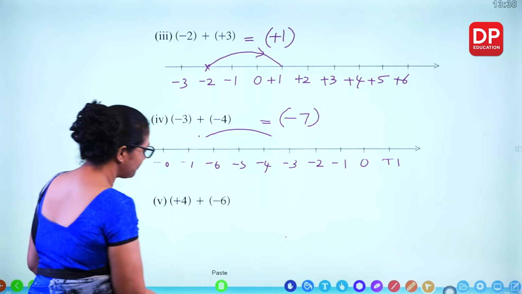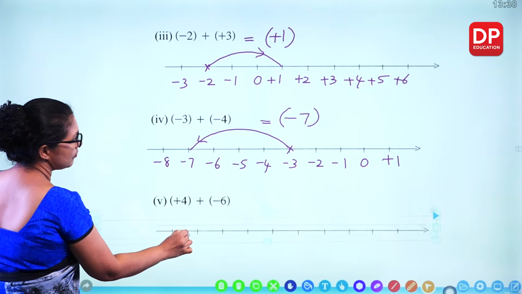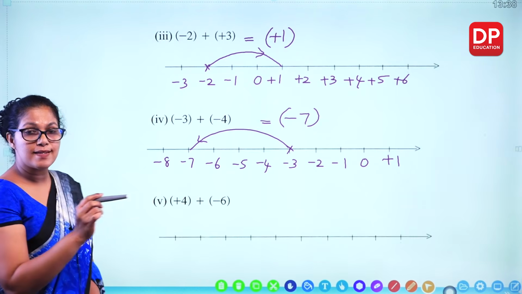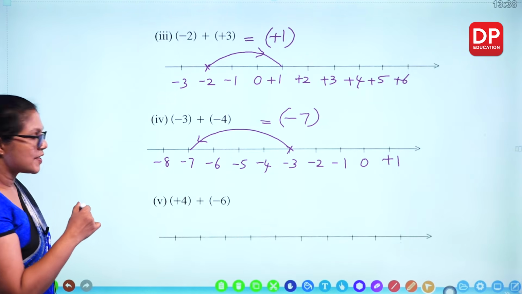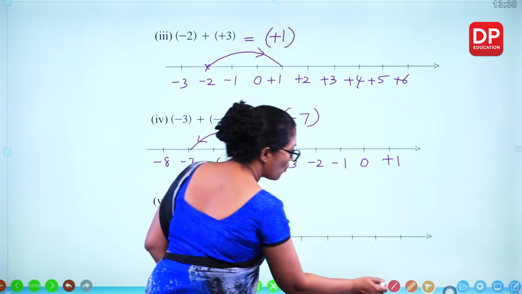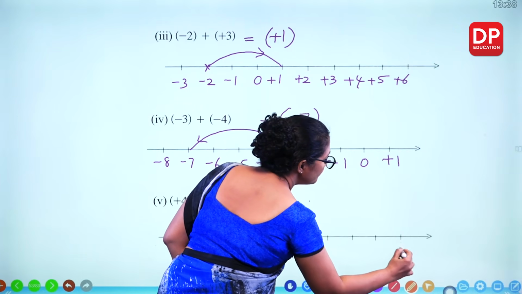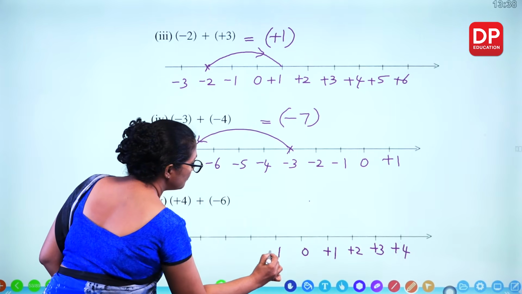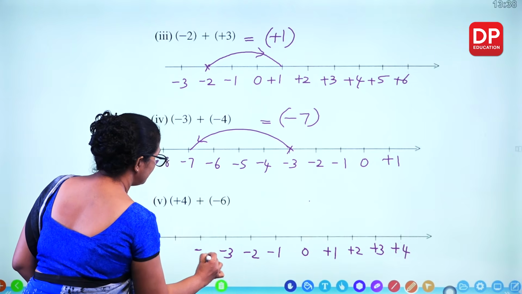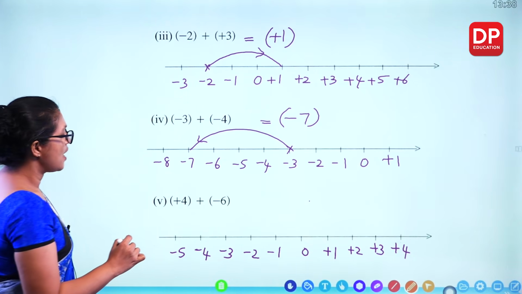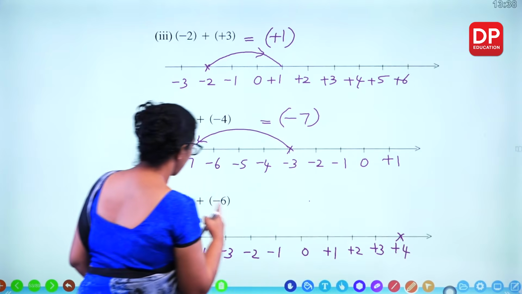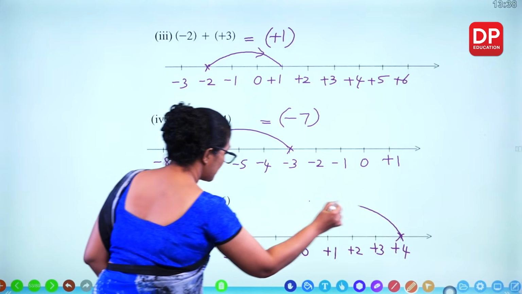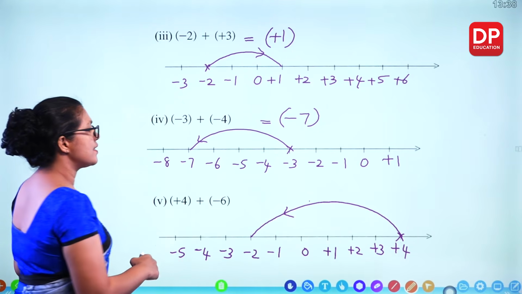This one. Plus 4 and minus 6 is there, that means towards left side. So we'll take plus 4 here. So starting point is plus 4, 6 to the left, 1, 2, 3, 4, 5, 6. So you get minus 2.